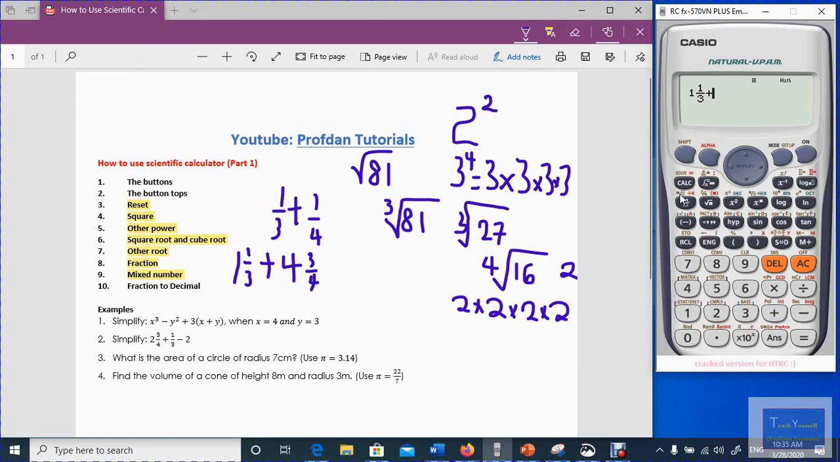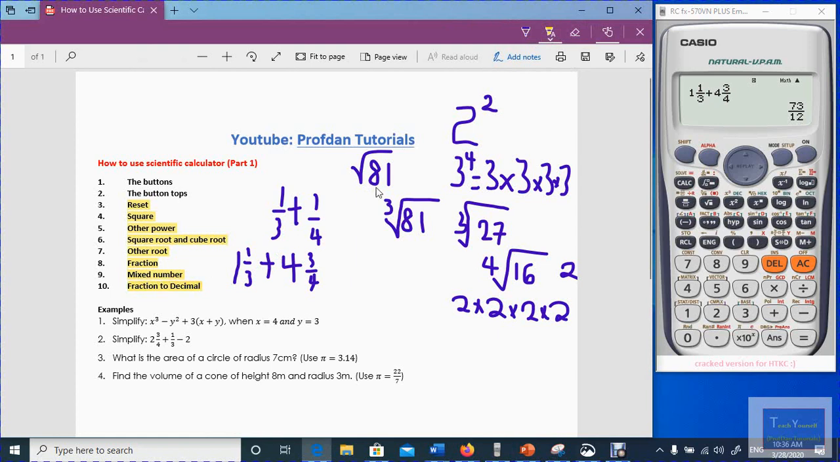So how do I bring out this mixed number? Yeah, I need to press my shift and this button. So put in your values, 4. I need to go right to put my 3, and I need to come down to put my 4. You see that? This looks like this now. With this, you are fine. It's correct. So I press equals to. This is my answer.